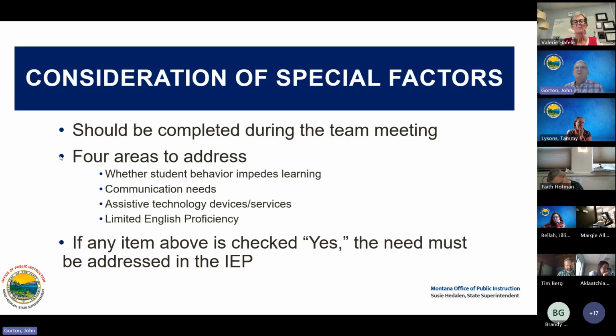The four areas that are addressed within those considerations of special factors are whether the student's behavior impedes the learning of themselves or others. Do they have communication needs? Speech is not necessarily a communication need. Just because the student might have a speech need doesn't mean you would check yes for communication needs. We have guidance in our guidance document that elaborates that a little bit in greater detail. Assistive technology devices and services. Again, if it's checked yes, it needs to be within the IEP. And if the student might be limited English proficient. If any of those are checked, enough said.